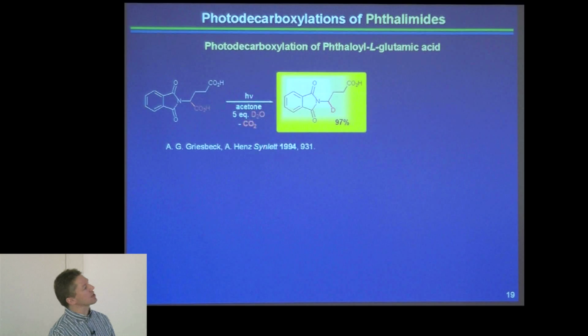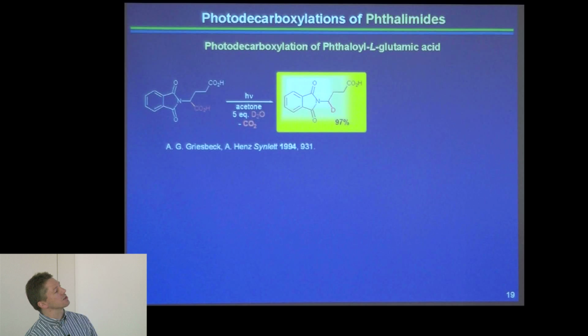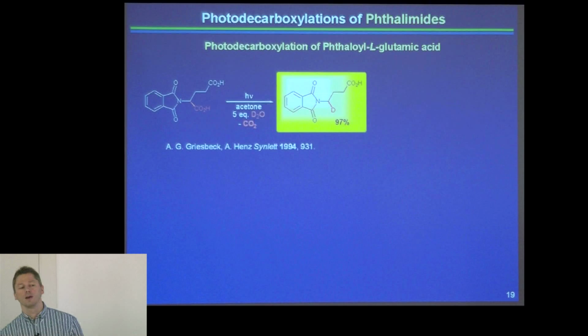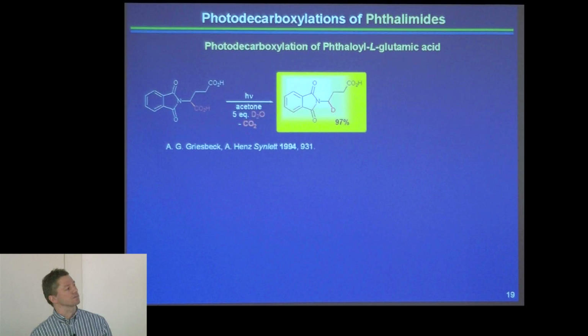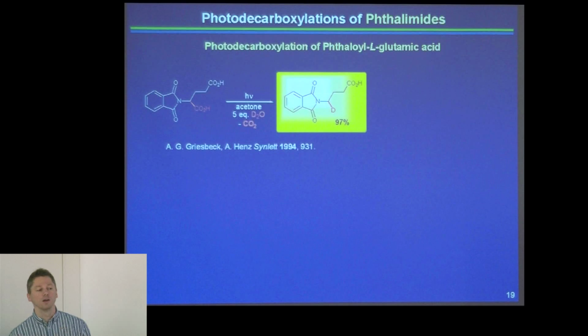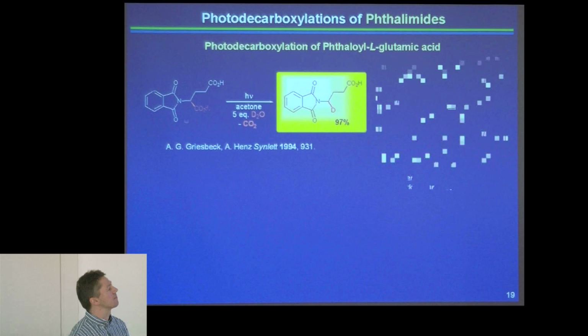And when you do this reaction with acetone and in the presence of a little bit of D2O, and that was known before I started in Cologne, you get these monodeuterated, alpha monodeuterated compounds out of it. Yield is very high. You can remove the phthalimide and you have alpha monodeuterated amino acids. However, they are all racemic. So when you start with a chiral L-glutamic acid, you get a racemic product out of this.